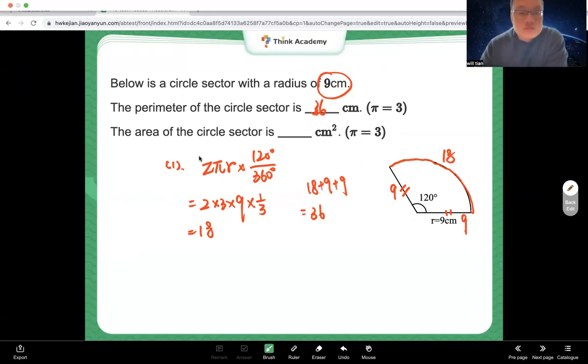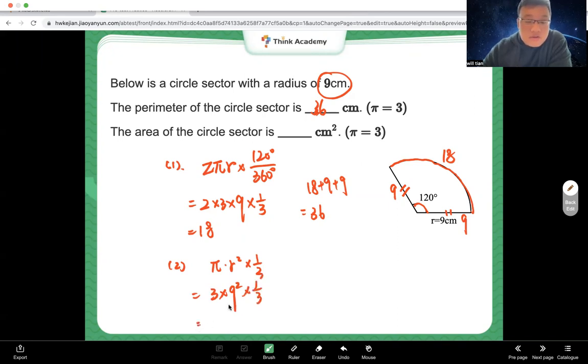And then next question, what's the area of that? As for the area, I guess that won't be very hard as well. You need to get the area of the whole circle and then times by a third, because we already know that the fraction is a third, right? So we do pi times by radius squared and then times by a third. Pi equals 3, radius is 9 squared, times by 1/3. So 3 divided by 3 gets 1. The answer is just 81 square centimeters.